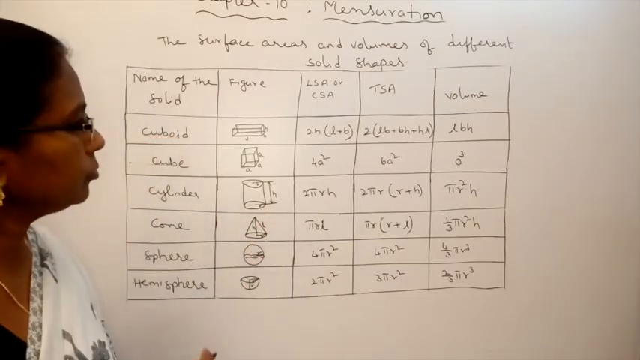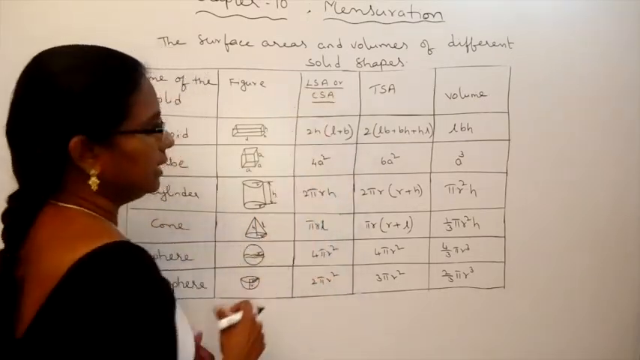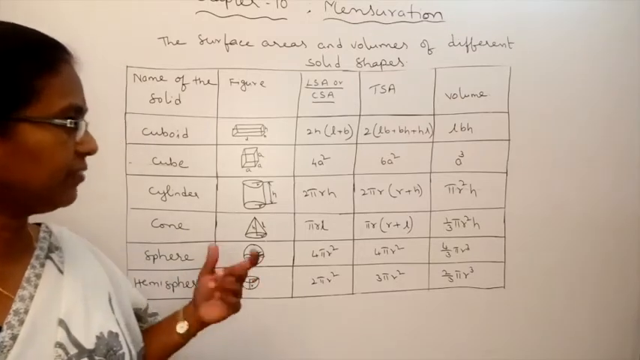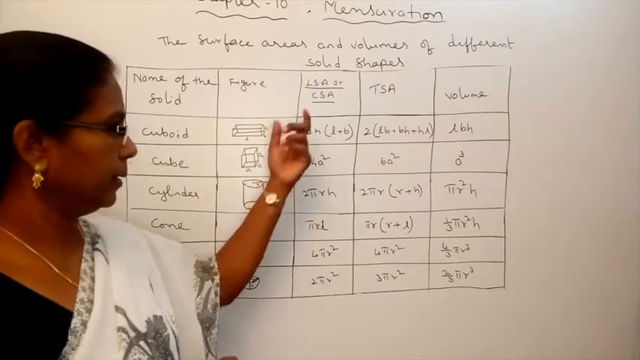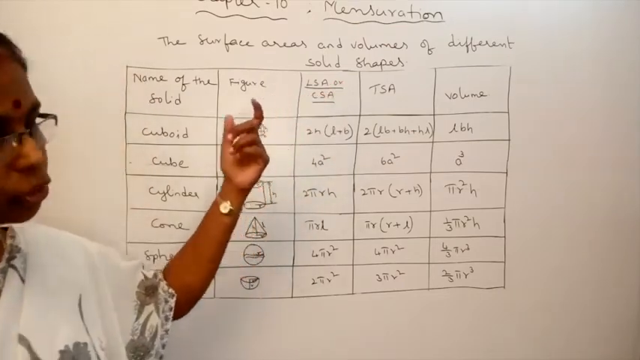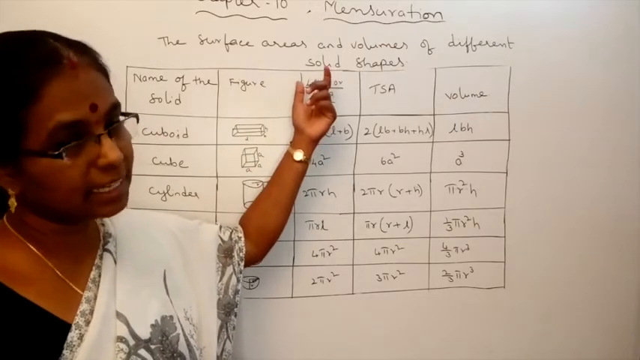Now, what is the LSA and CSA? Lateral surface area or curved surface area. If the surface is curved, then we call it curved surface area. If the solid has plane surfaces, then we say that is LSA.